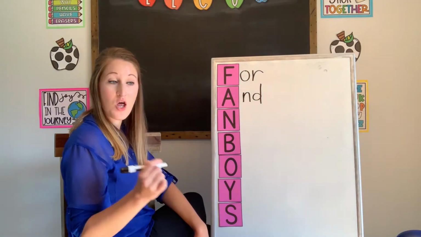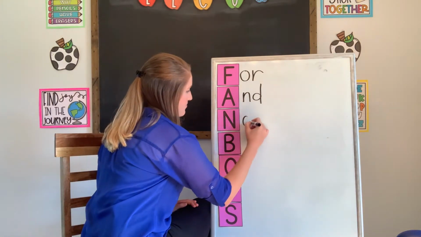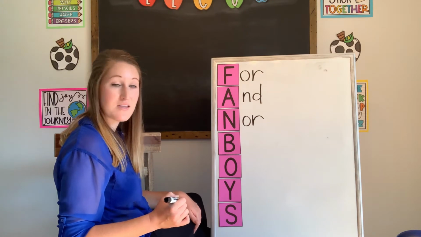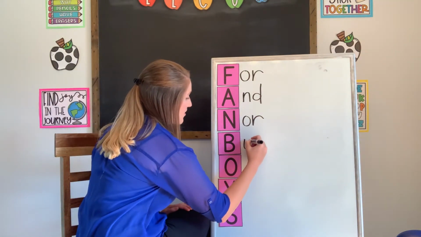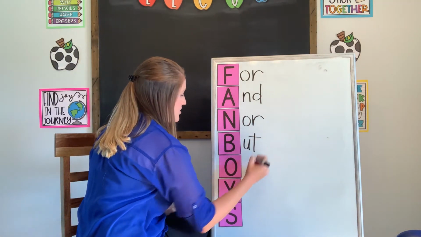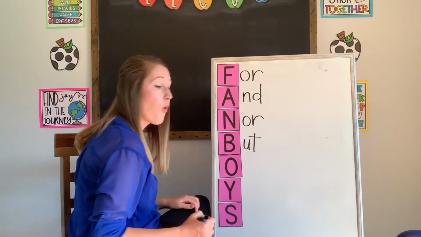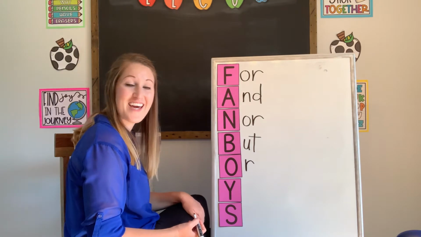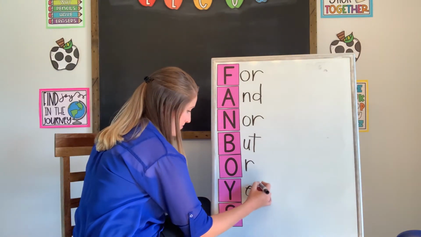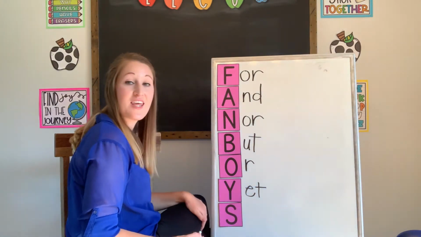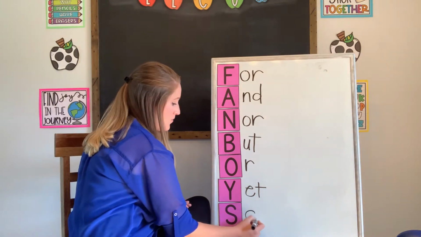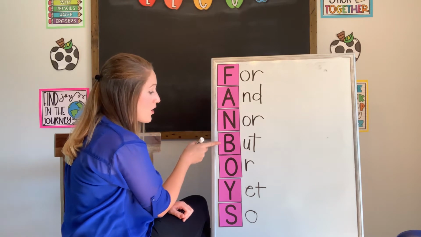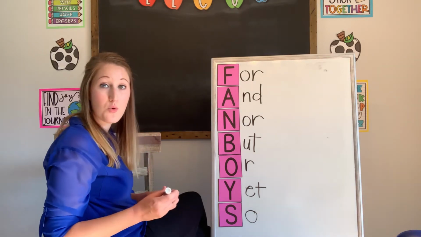The N, nor. The B, but. That is a very common contraction. The O, or. The Y, yet. And the S, so. So let's look at these. We have for, and, nor, but, or, yet, or so.